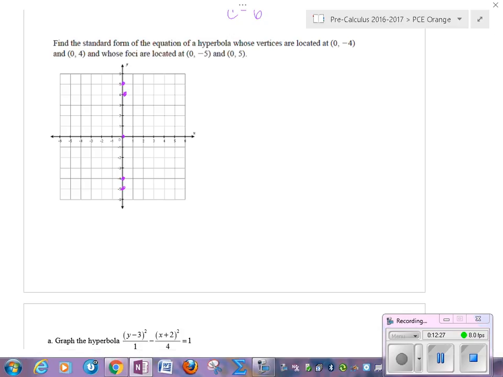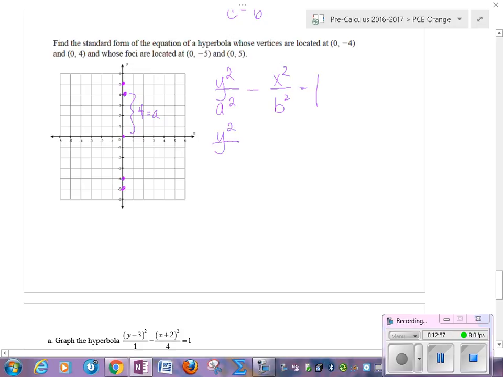So when you're taking a look and writing the equation, if this is going to open up and down, I'm going to start with a y squared value. Remember, hyperbolas are subtracted. So it's going to be y squared over a squared minus x squared over b squared equals 1. So my a squared value, that's going to be the distance between my center and my first vertex there, which is a distance of 4. So if a is 4, because this is your a value, a squared is going to be what? Good, 16.